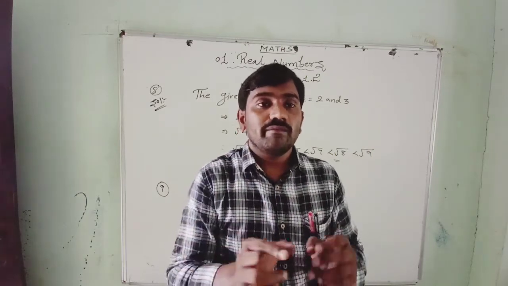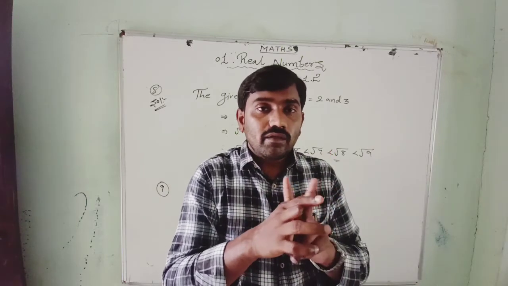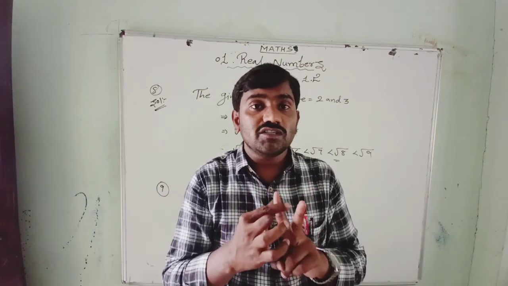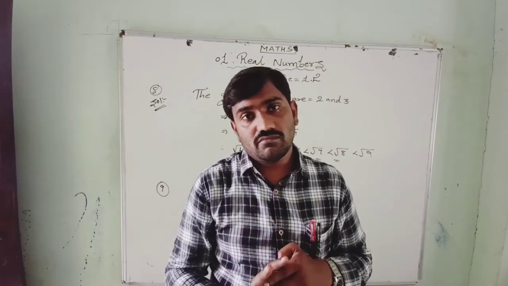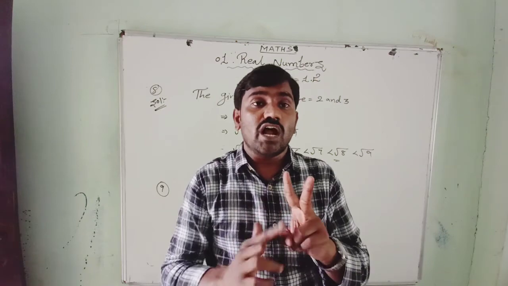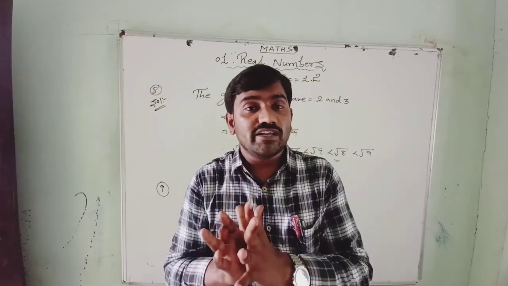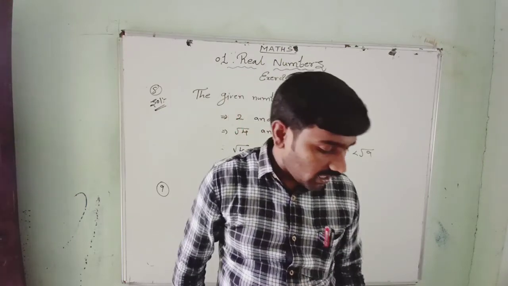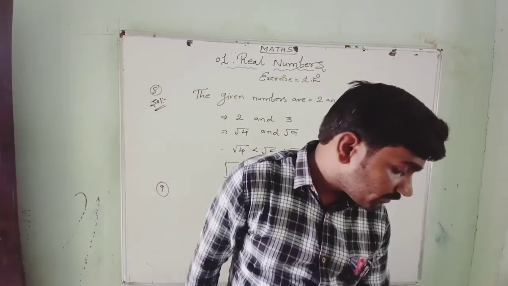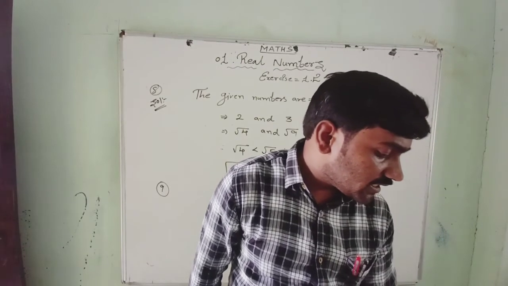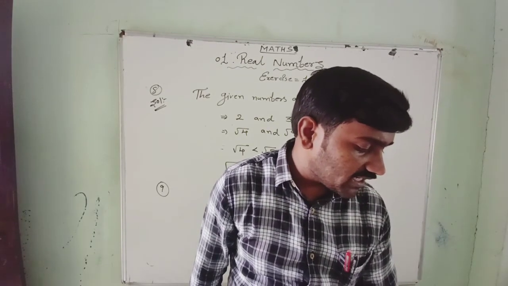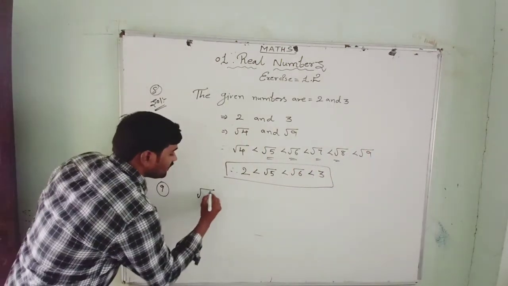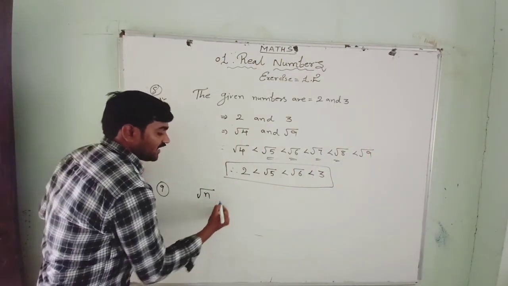Write the reason: every real number is not only a rational number. There are some real numbers which are irrational also. Then we go for the fourth one: root n is not an irrational number when n is a perfect square. Yes, root n is not an irrational number when n is a perfect square.